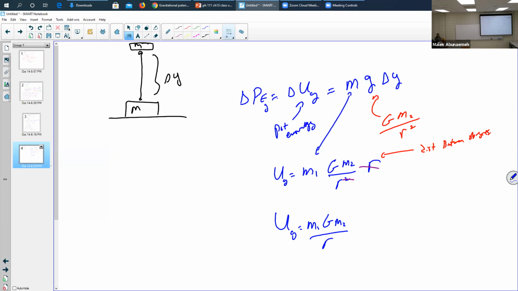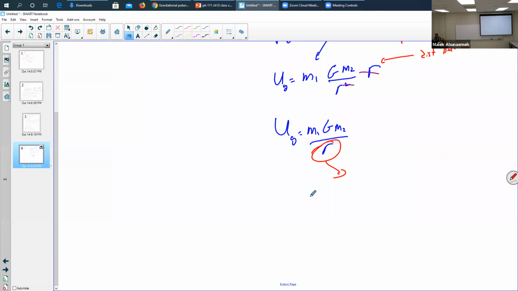So notice that as R gets larger, let me just write this down, the gravitational potential energy goes to 0. So if R goes up bigger and bigger and bigger, your potential energy is going to go smaller, smaller, smaller, and eventually to 0.